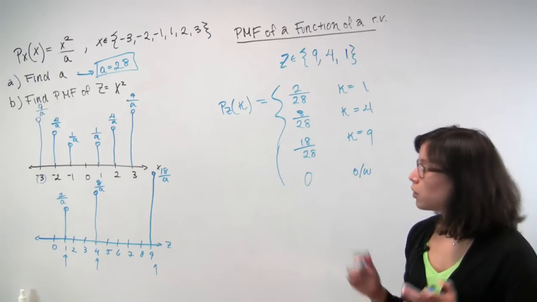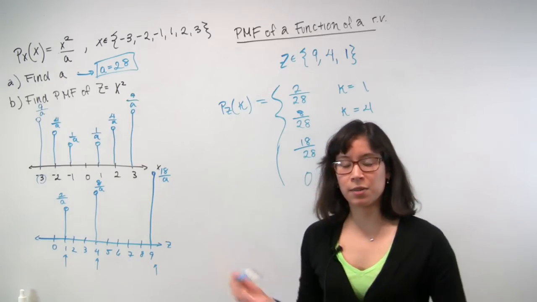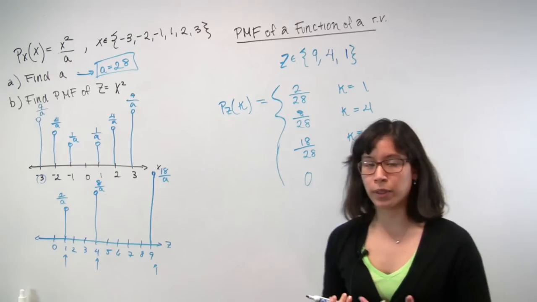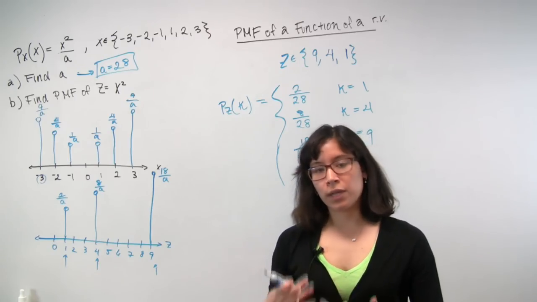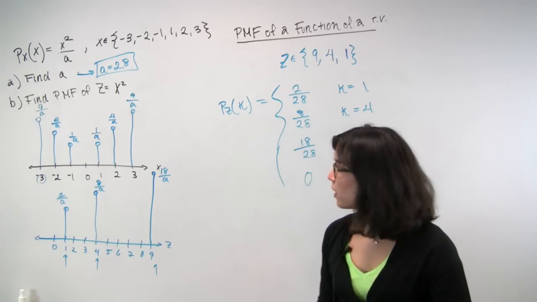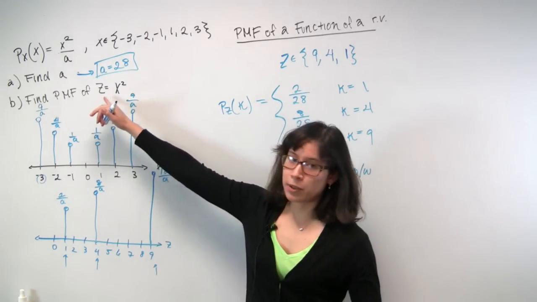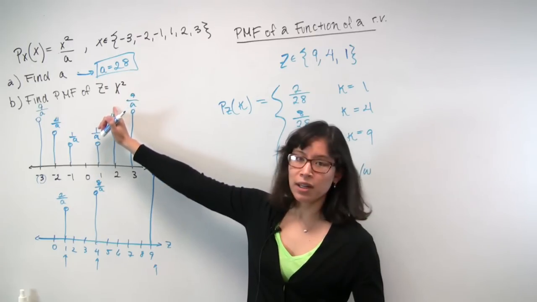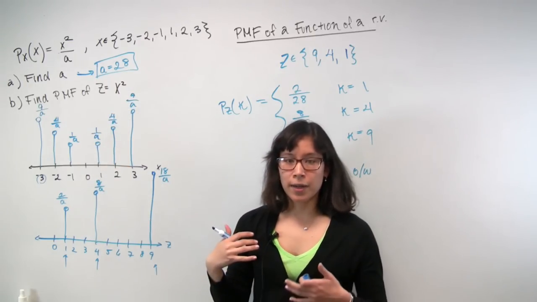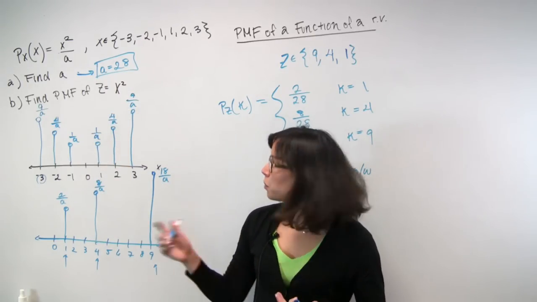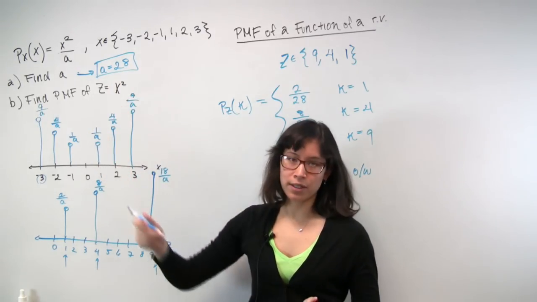So the hope is that after having done this problem, you feel more comfortable with what it means to be a PMF and how to manipulate them. So if you have a random variable, which is a simple function of another random variable, you should be comfortable computing the PMF of the new random variable.